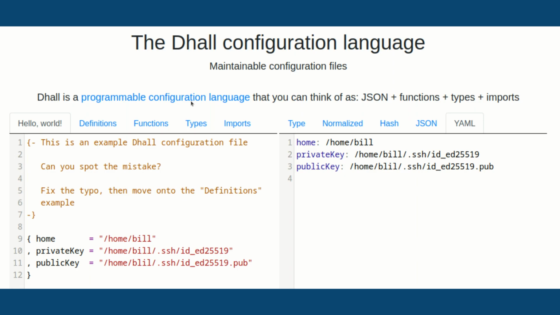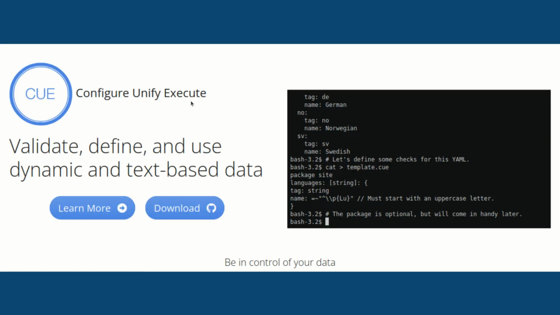So trying to solve this problem, there have been a couple of projects. One of these is the Dhall configuration language: maintainable configuration files, a programmable configuration language, JSON plus functions plus types plus imports, so it's typed. And the idea is to have a really simple, pure, I think, programming language, other than reading files for inclusion, that can be statically analyzed but provides some of the benefits of a programming language.